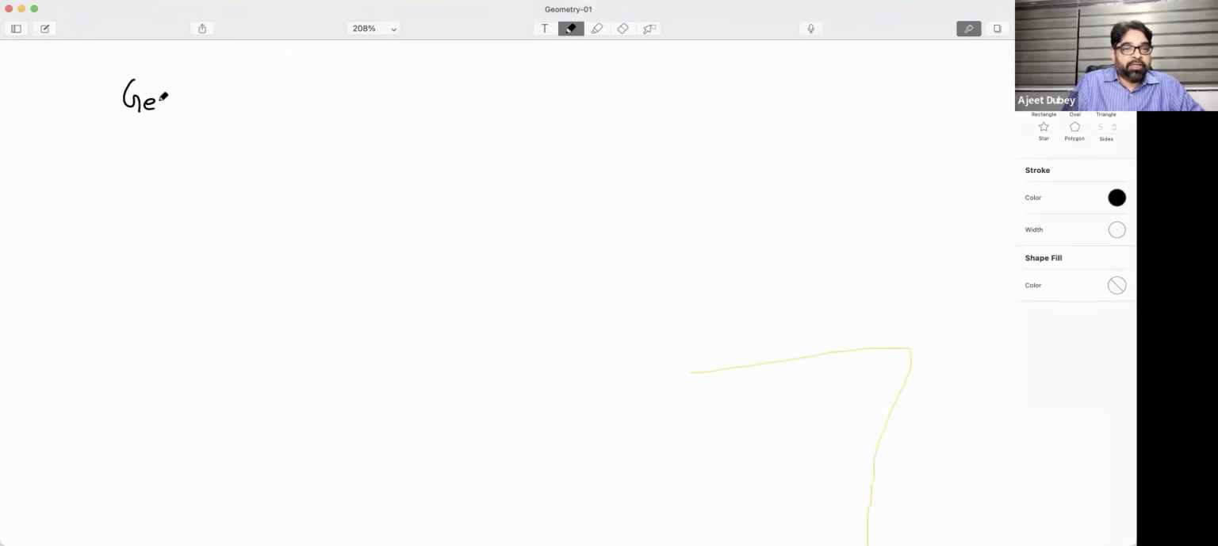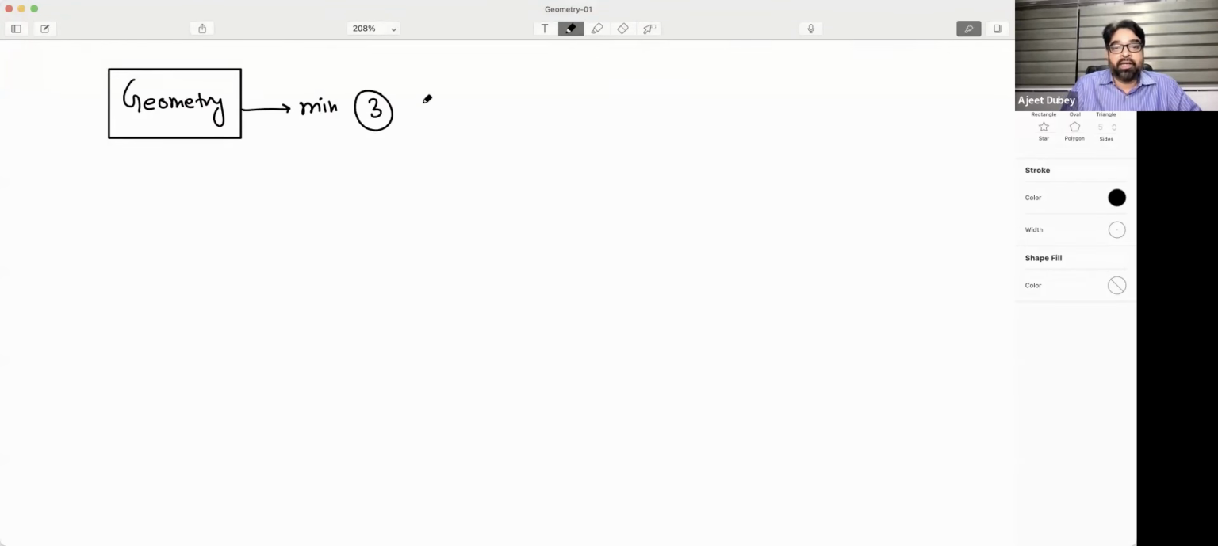So geometry: first thing, how many questions come and what is the weightage? See, this is the most important topic after number theory in the whole IOQM. There will be a minimum of 3 questions. I'm talking about the pattern till last year.